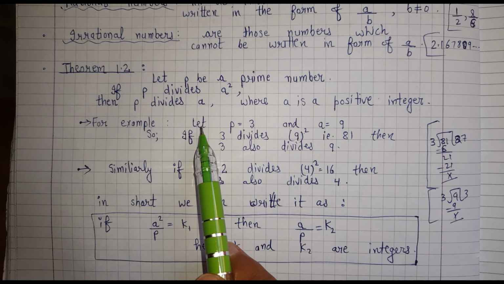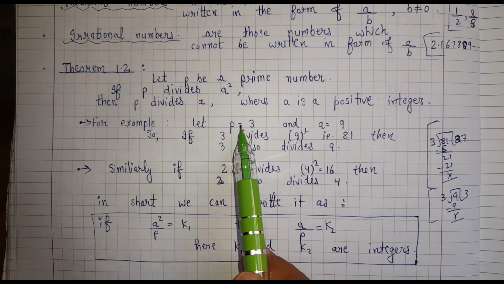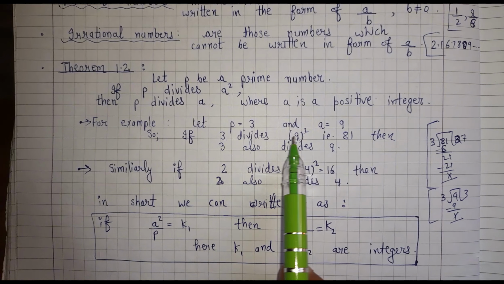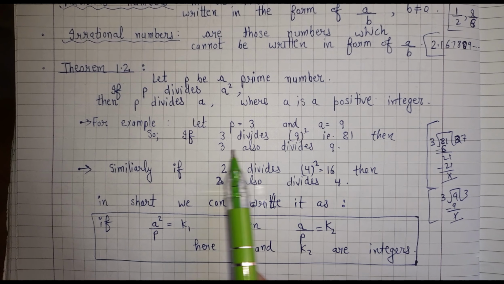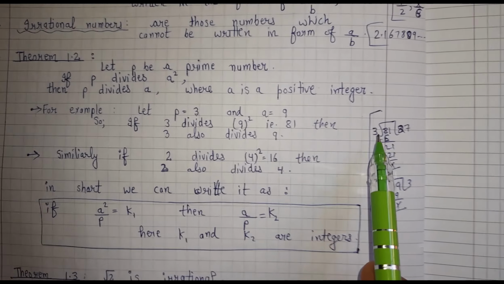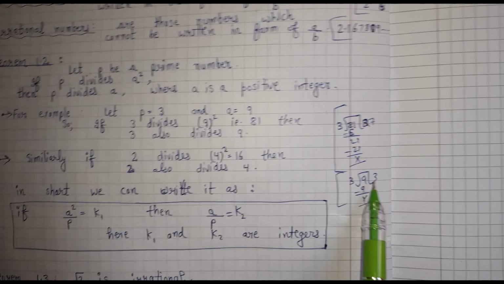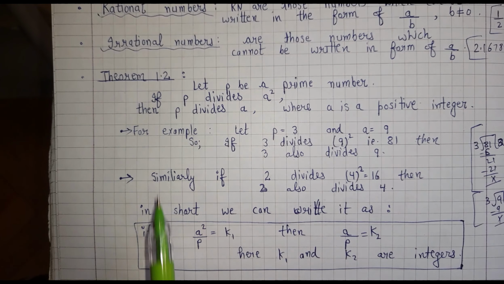For example, let p is equal to 3. 3 is a prime number. a is equal to 9. 9 is a positive integer. If 3 divides 9 square, then 3 also divides 9. This is what the theorem states.